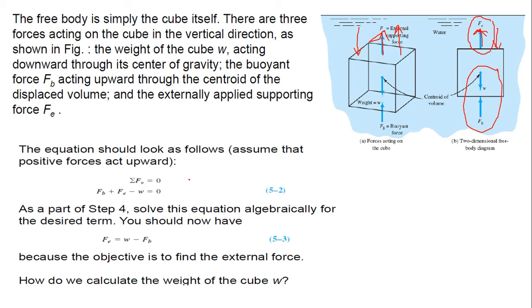For the equation, the summation of forces in the vertical direction must equal 0. Because you assume the Fe goes up, you have FB plus Fe, the same direction, minus W, because W goes down in the opposite direction, equal to 0. So this is your first equation. You want to find Fe, the external force, so you rearrange the equation. The external force is equal to W minus FB.